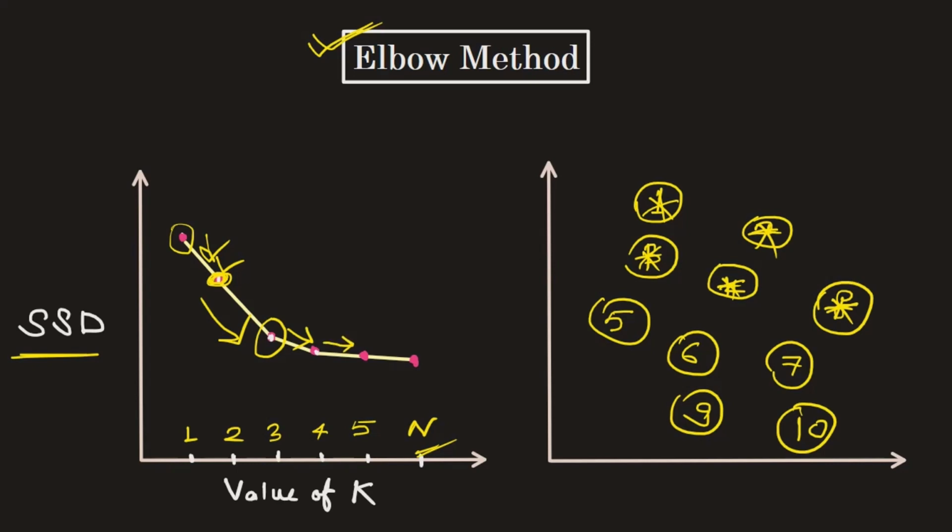So now, although the value of sum of square distance is decreasing, it is not decreasing at the rate it was decreasing initially. By following this elbow method, the point at which we find our elbow will be considered the suitable value of k.